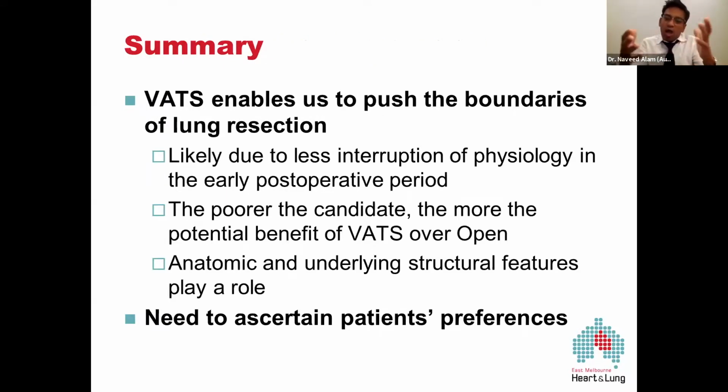So, just a quick summary. Basically, thoracoscopic operations now enable us to push the boundaries of lung resection, and likely this is due to less interruption of the physiology in that early postoperative period where it really matters, where we know the patients run into trouble, day 1, day 2. The poorer the candidate, the more potential benefit of VATS over open. Now that presents a bit of a challenge to those who are new to the practice. You probably shouldn't be doing your first VATS lobectomy on an 80-year-old with a postoperative predicted FEV1 of 36%, because if you have to convert to thoracotomy, that patient's not going to do very well. They might not do well anyway.